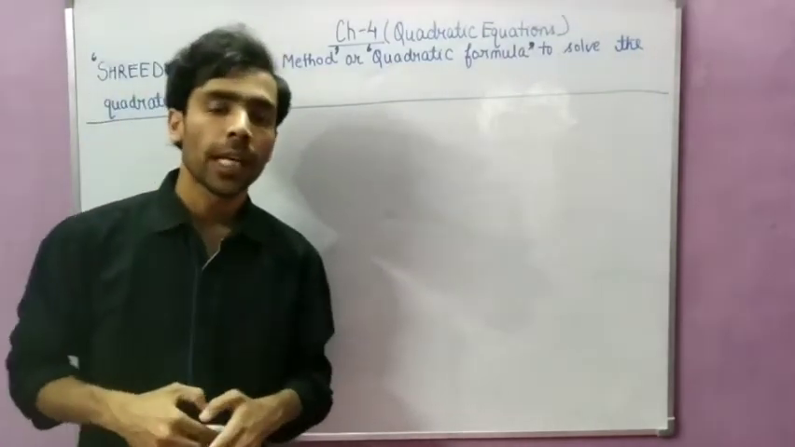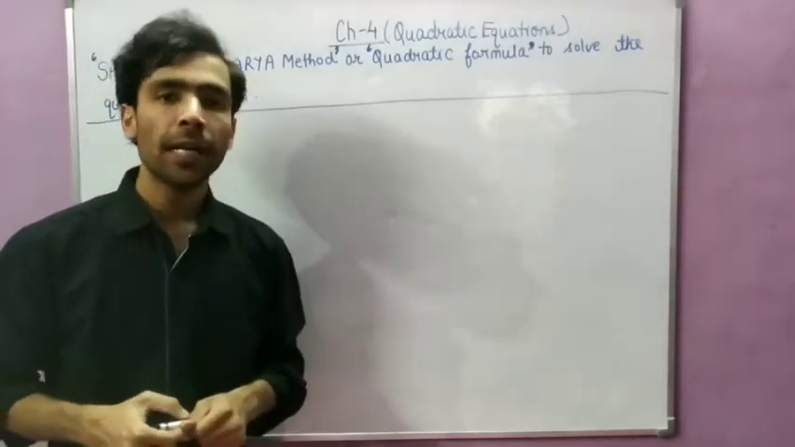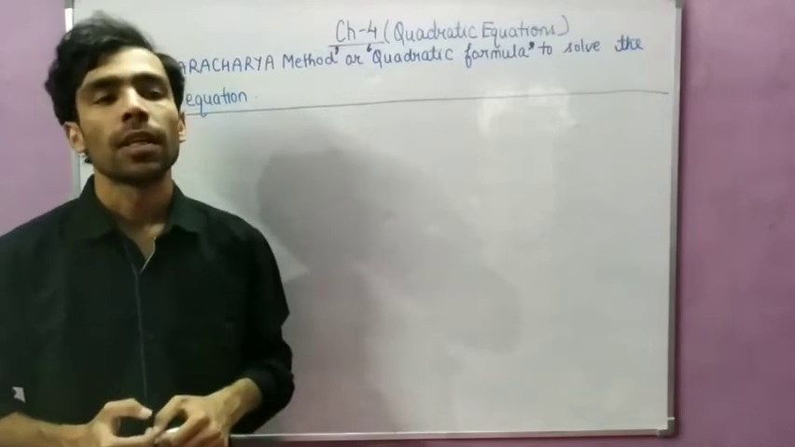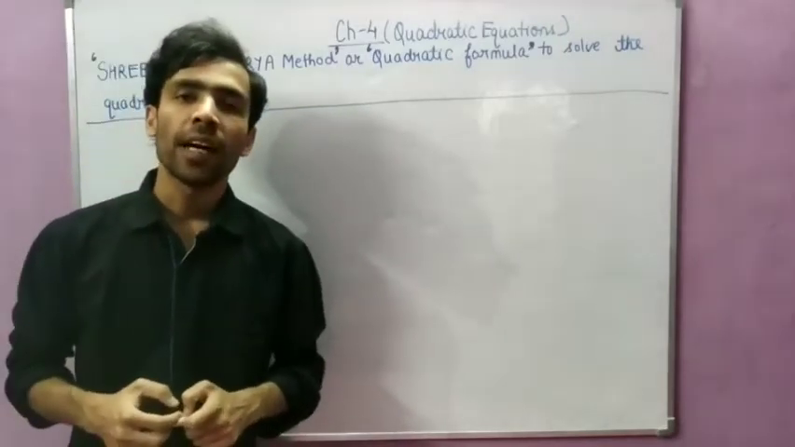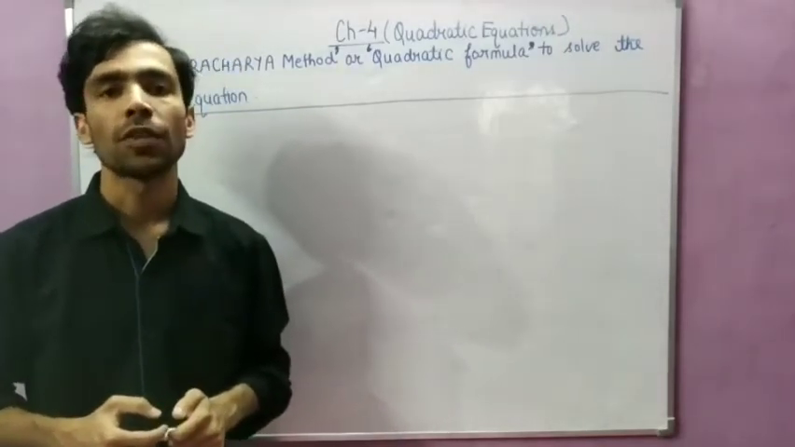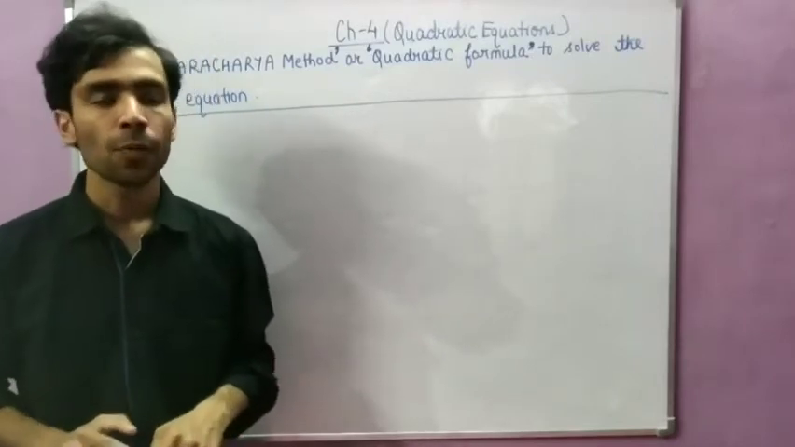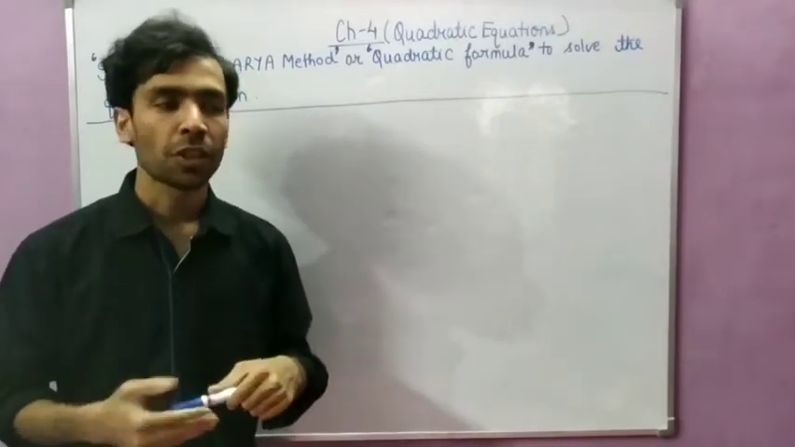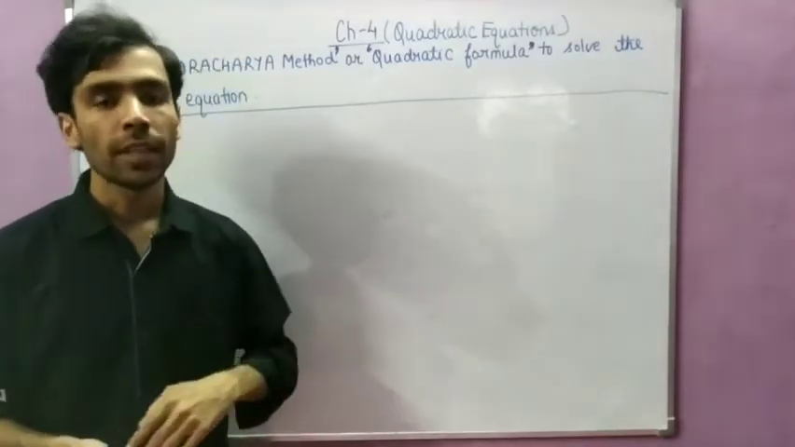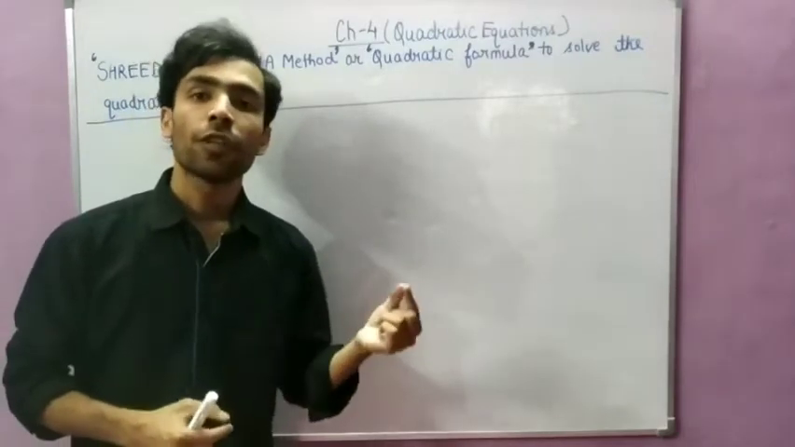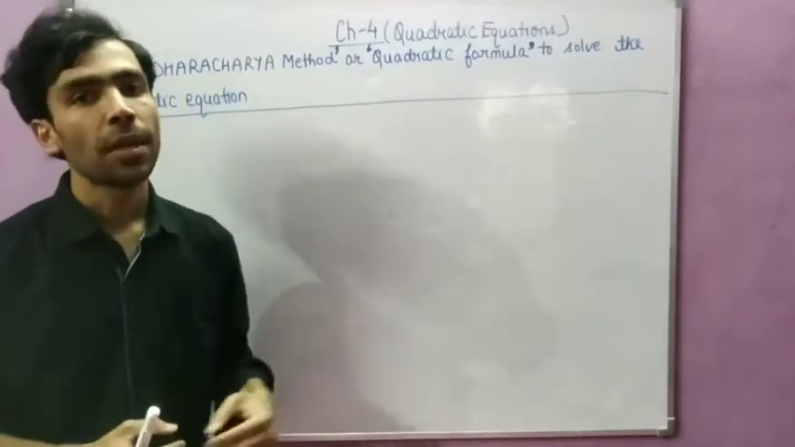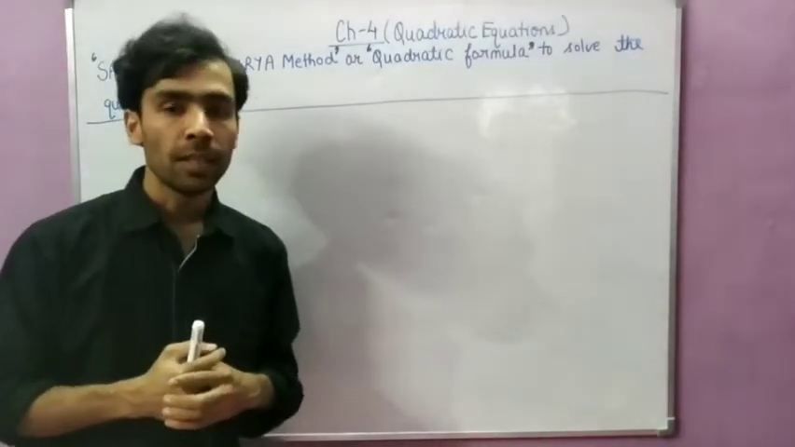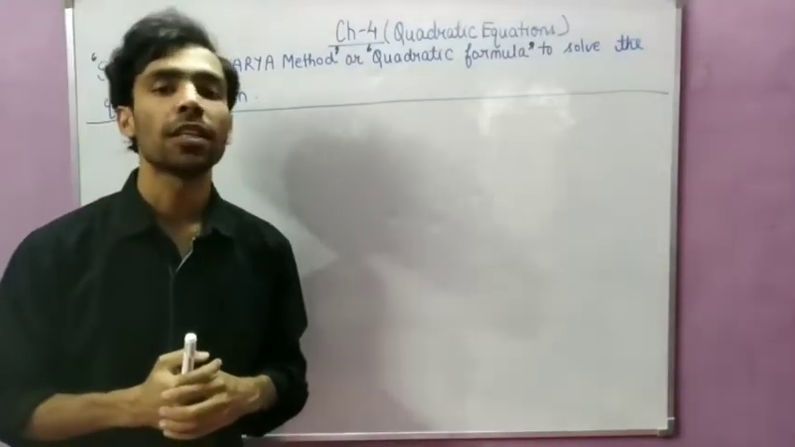So students, in the previous part of the video, I told you a new method which is known as the completing the square method. That was the method to find the solution of quadratic equations. Till now we have covered the solution of a quadratic equation by the factorization method. After that we covered the solution of a quadratic equation by the completing the square method. Now today we will discuss the last method to find the solution of a quadratic equation.